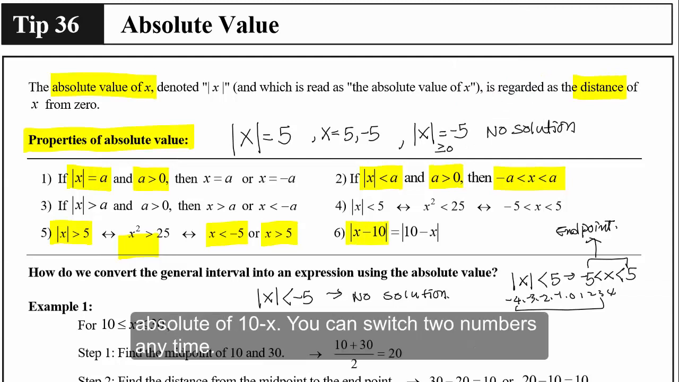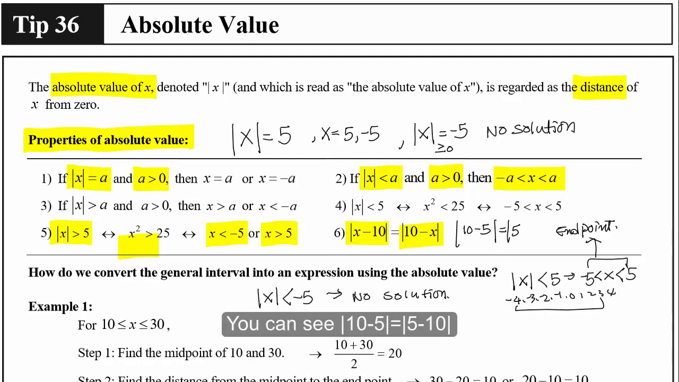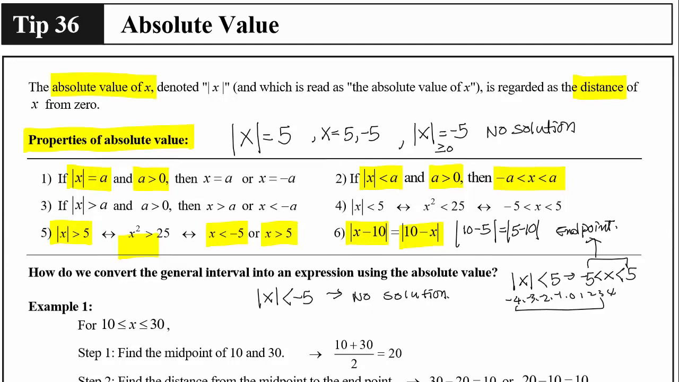Absolute value of x minus 10 equals absolute value of 10 minus x. You can switch two numbers any time. Always equal. So you can see 10 minus 5 equals 5 minus 10 in absolute value. It is true, okay?